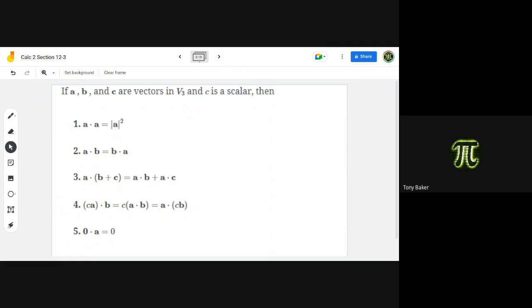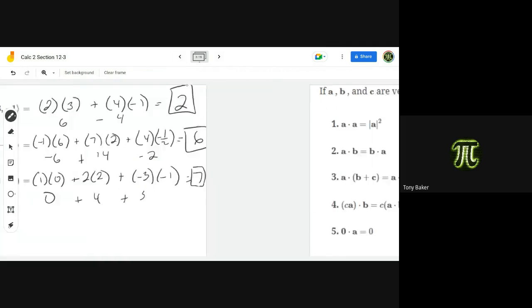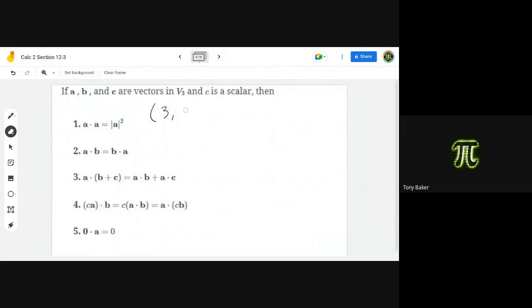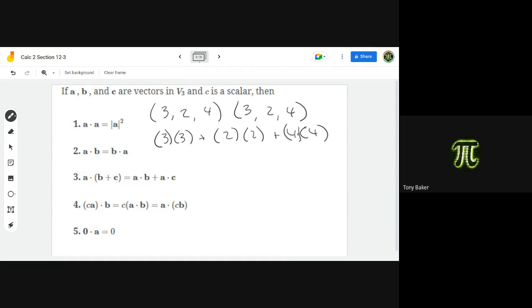So if you think about it, if I took two vectors, let's do 3, 2, and 4, and 3, 2, and 4, it'd be 3 times 3 plus 2 times 2 plus 4 times 4. It'd be the same thing, right? And then we would do the square root of it to find the magnitude. So if I squared that, that's what that is.